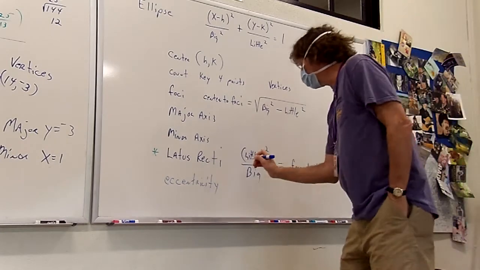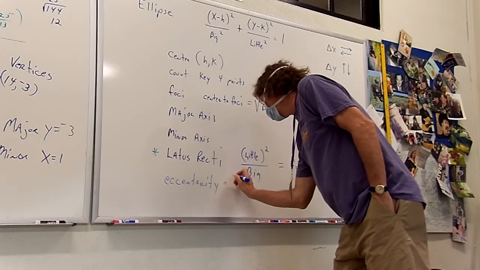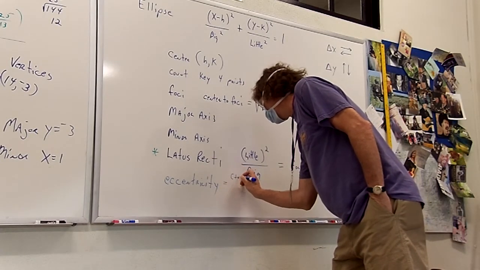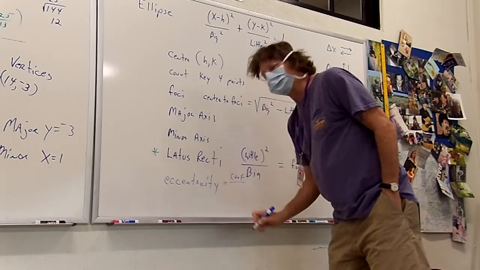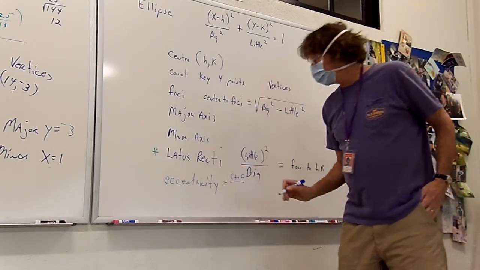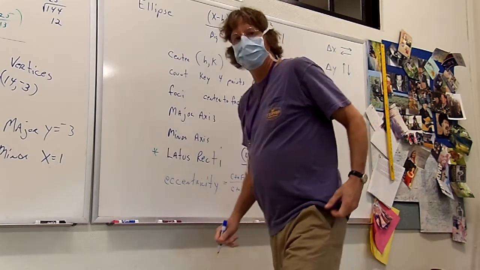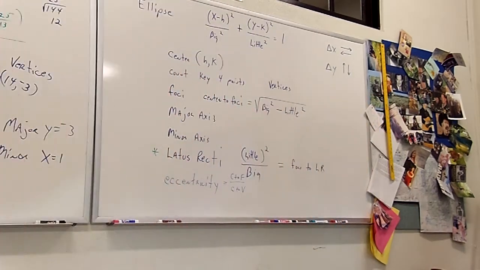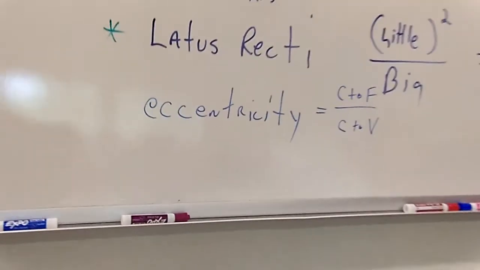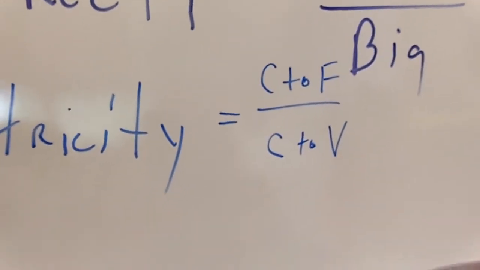You look it up, go to one of those things. But here's what's really cool about it. It's easy to work. It's the distance center to focus over the distance center to vertex. So it's one of those things that's really easy to do if you have the formula.